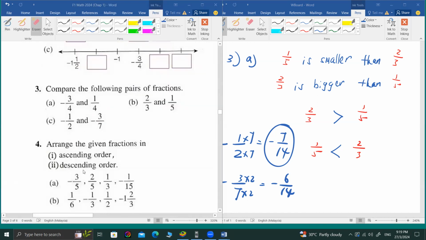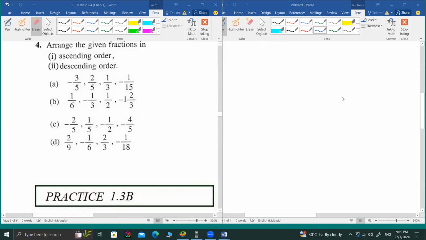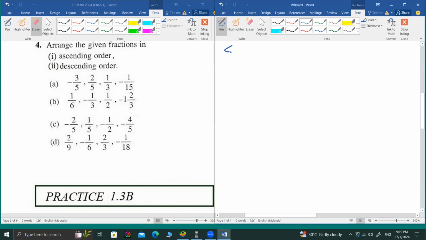Okay, get ready for the other questions. So what I want you to do is, class, listen to me, number 4. I want you to arrange in ascending order and descending order. How you do? Look at the first question I show you. 4A. Ascending order, you write here. Descending order, you write here. Ascending order means from small to big. Descending order means from big to small.